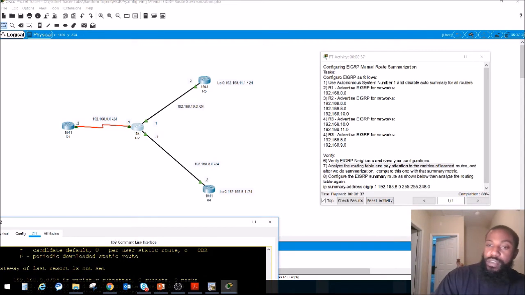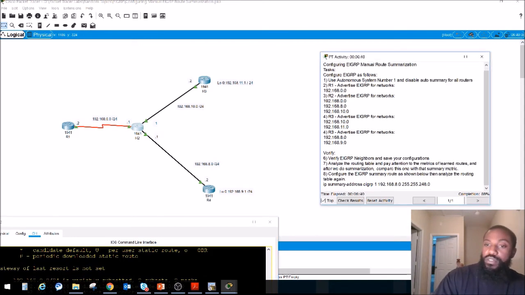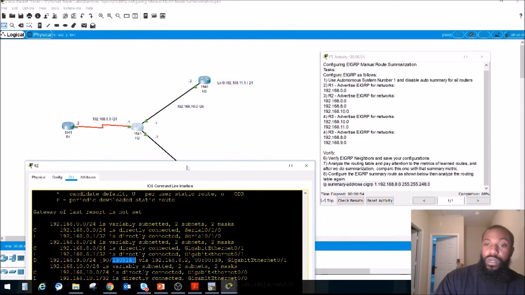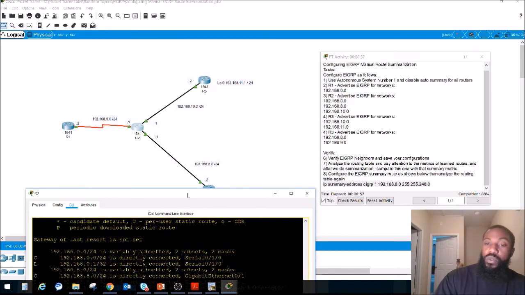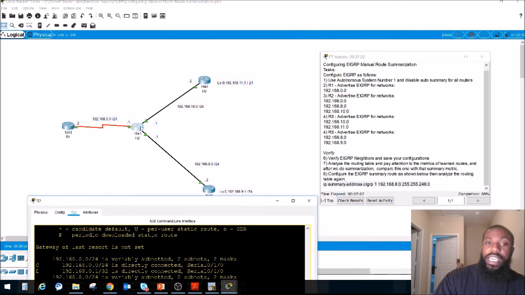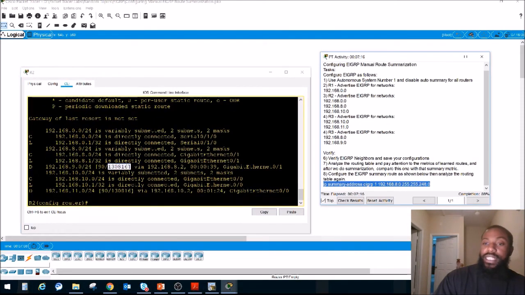After we do summarization, compare this to the one with the summary metric, all right? We're going to configure the summary route as shown below, and then analyze the routing table again. So we need to put that command, basically. I made it super easy. That way we ain't got to try to remember all this. But we know what we're doing here. So who needs to summarize that address? Router 2 does. But he needs to summarize all these addresses to that interface, right? And that's basically the summarized address.